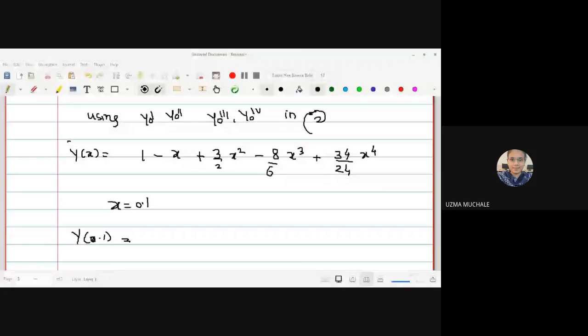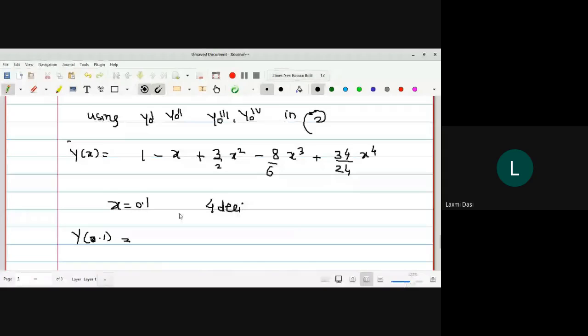Yes, what is the value of this term or whatever the equation we have written at x is equal to 0.1. You have to find out up to 4 decimal places. Like up to 4 decimal places. 0.9138.